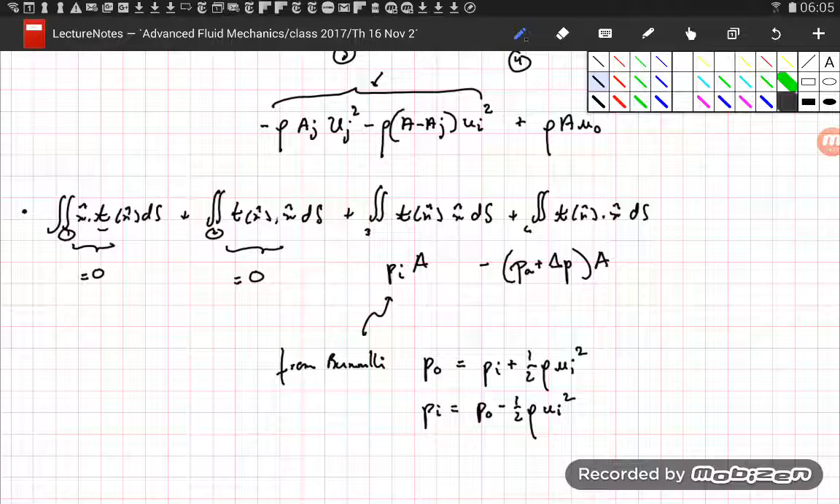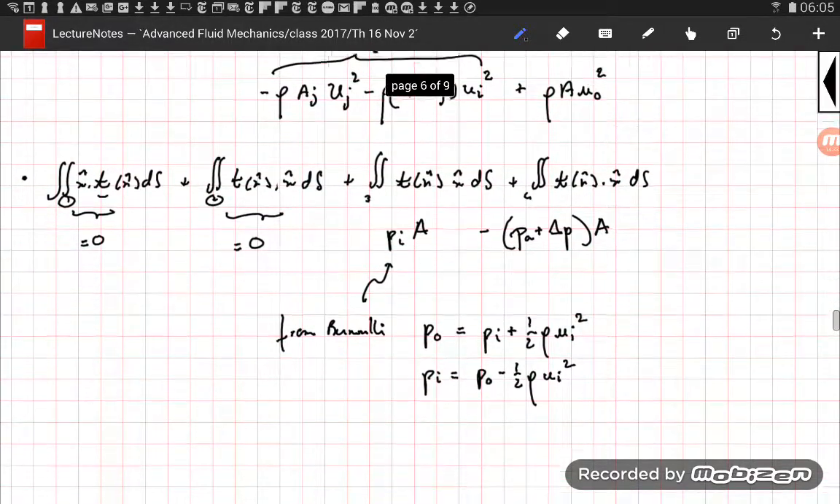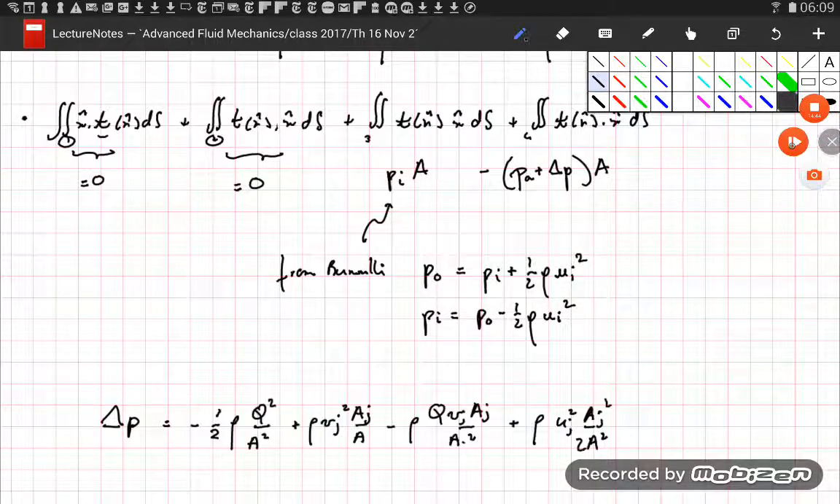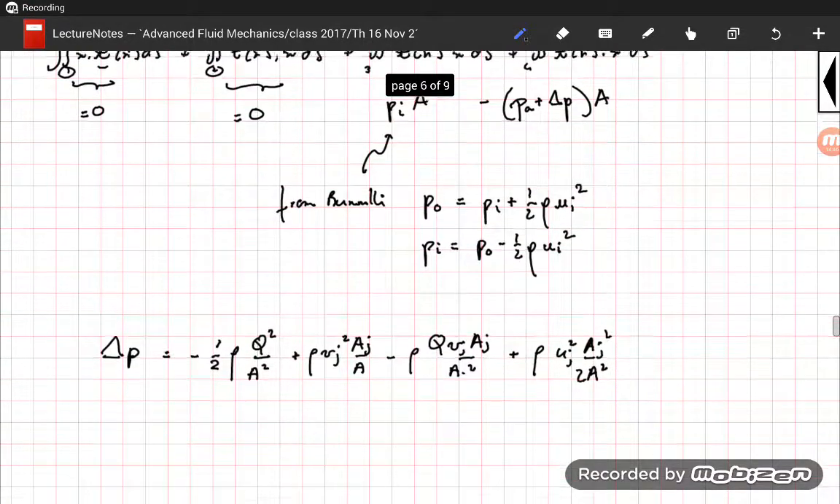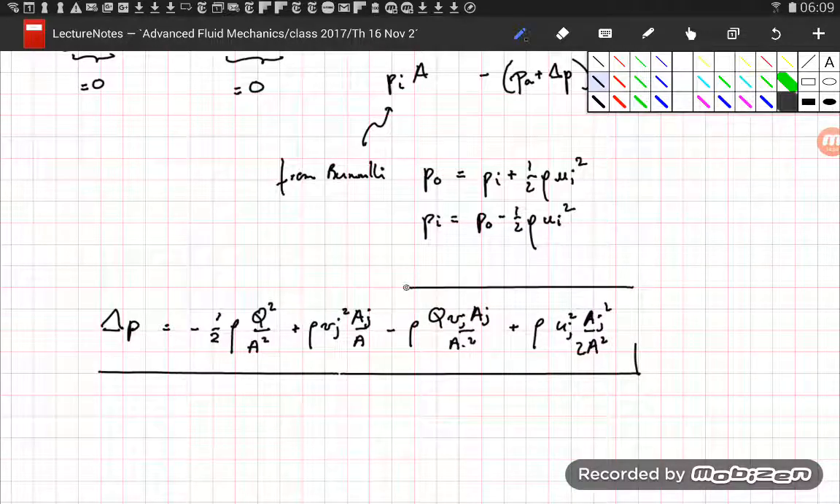And with that, we're essentially done. I don't have time to finish writing it down, but if you computed it, if you put all the terms together, you get that delta P is equal to this expression here. I'll let you do the calculation, and you can further simplify it, and you can make a number of assumptions.